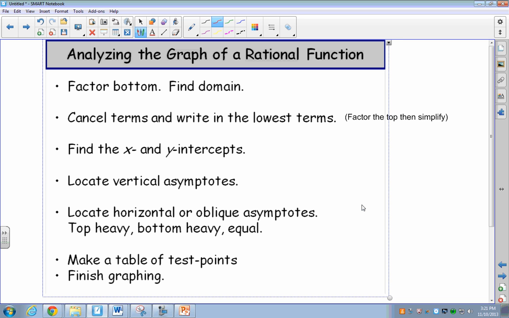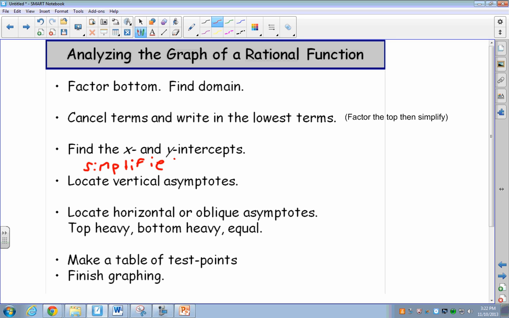So first thing we do, factor the bottom and find the domain. And then after that, we can cancel terms and write in lowest terms. And what I mean by that is factor the top or the numerator and then simplify. And so cancel out all your like terms. Find your x and y intercepts. And you can do this in the simplified form, and I'll go over that here in a second, what I mean by that.